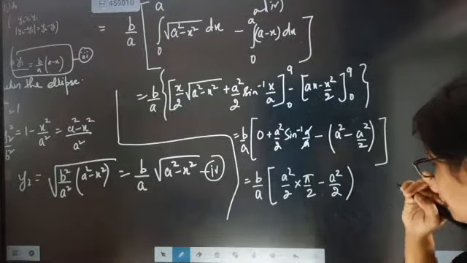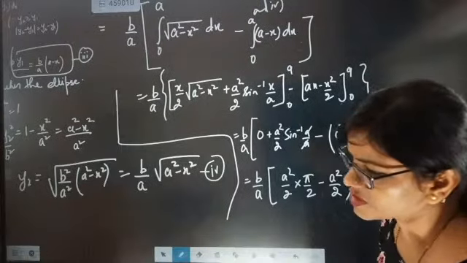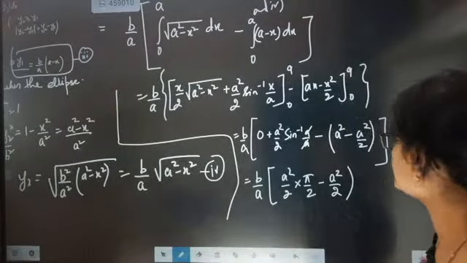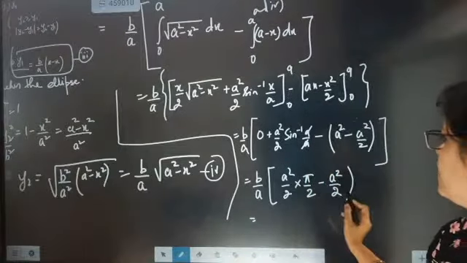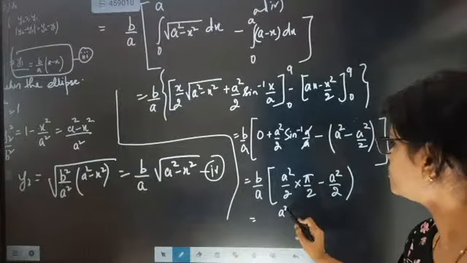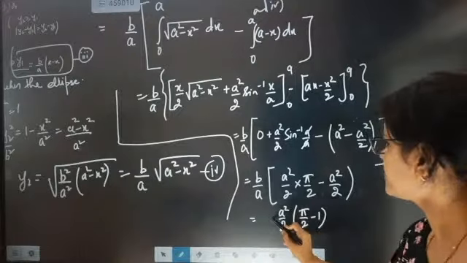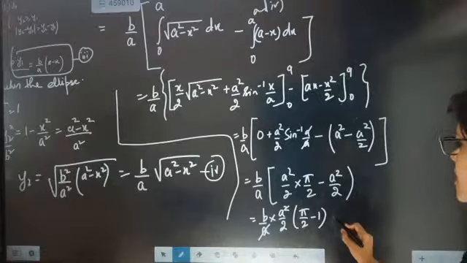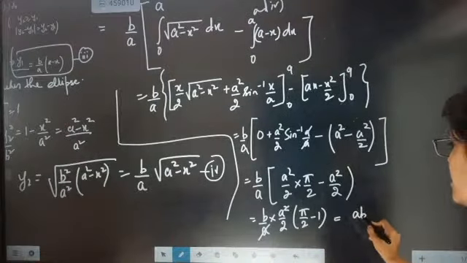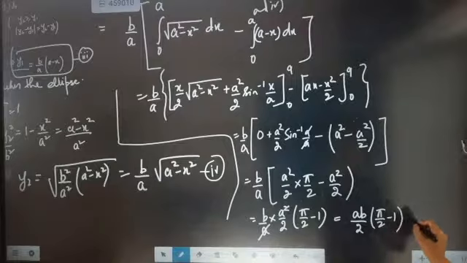So now we have, check everyone this part. Check everyone this part. Answer is coming or not beta? One time check. So 1 by 2, 1 by 2. So one work we are going to do. We will be taking out a square by 2 outside. Then it will come inside pi by 2 minus 1. And outside b by a already there. So this and this will get cancelled. So now we are getting ab by 2 pi by 2 minus 1 square units.